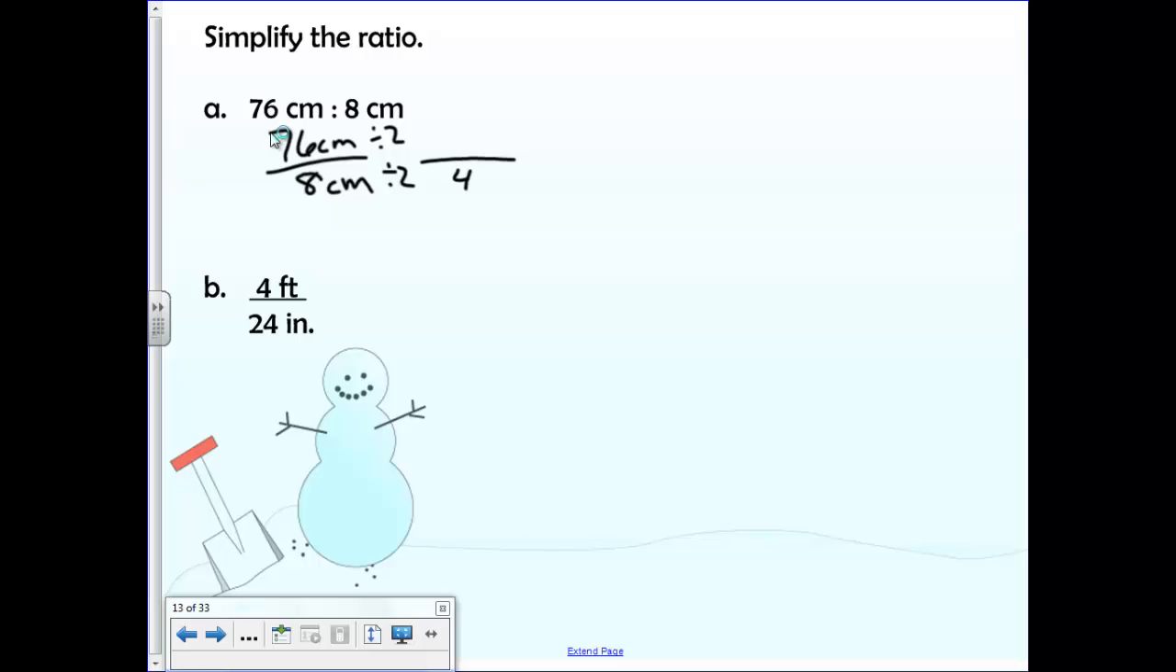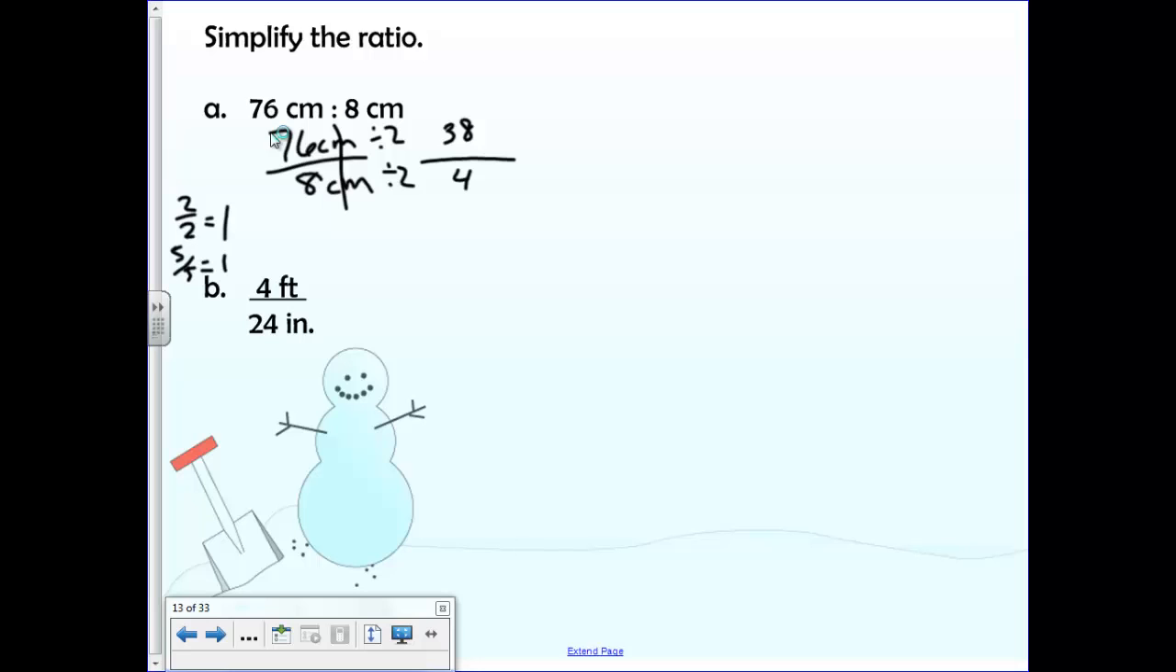76 divided by 2 is 38. What happened to my centimeters? They canceled out. If you have something in the top and something in the bottom, they're going to cancel each other out. If you have 2 divided by 2, what do you get? 1, because they cancel, right? If I give you 5 divided by 5, what do you get? 1. They cancel out. Centimeters divided by centimeters, they cancel each other out. It's just like 1. So can this be simplified anymore?